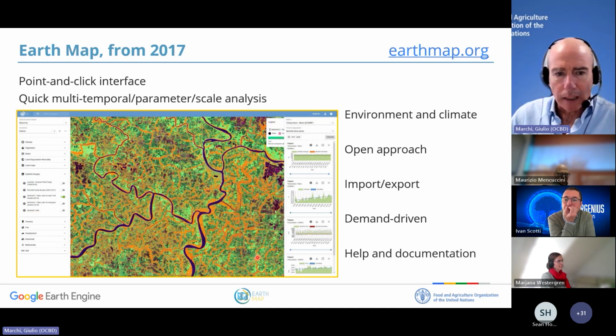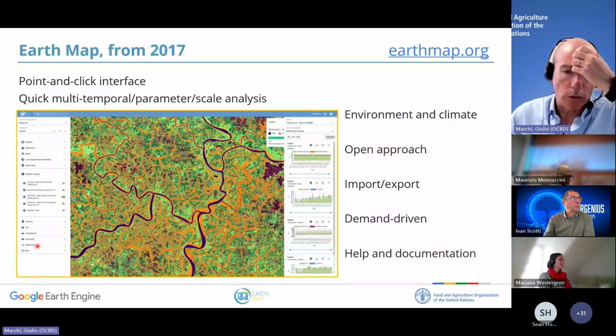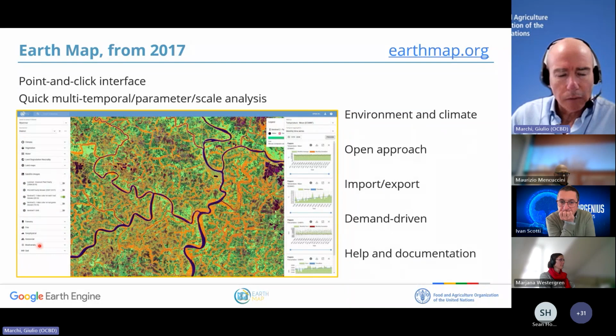It is fully point and click. There are tens of possible datasets. I invite you to have a look and explore EarthMap, because it's literally plug and play. You open it and you start tinkering with it, and there is literally no learning curve involved. As I was saying, we are striving to have an open approach, in the sense that all the layers come with a short description, but at the same time, you can also go quickly with an information button to the original source of the datasets.